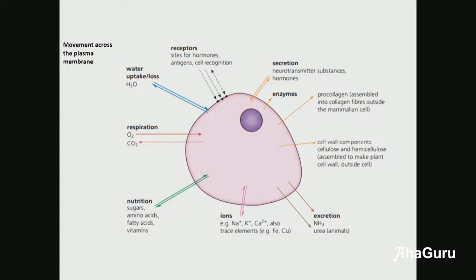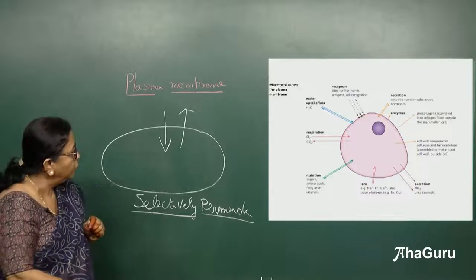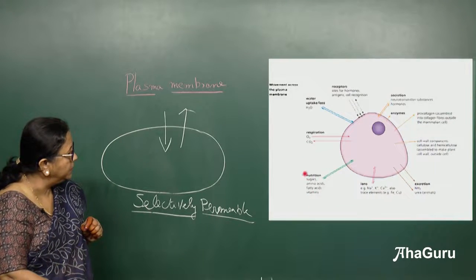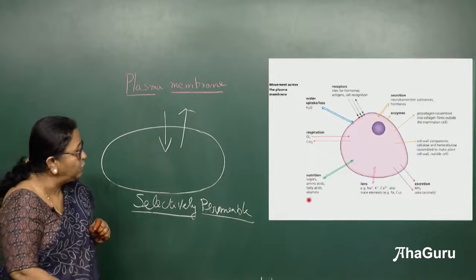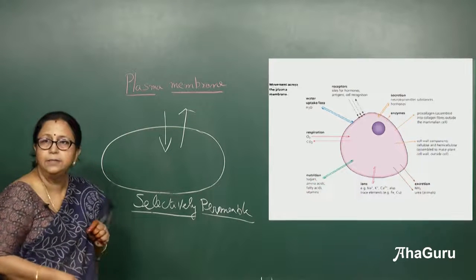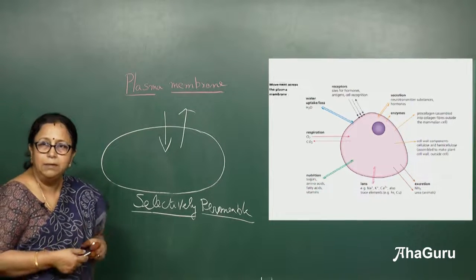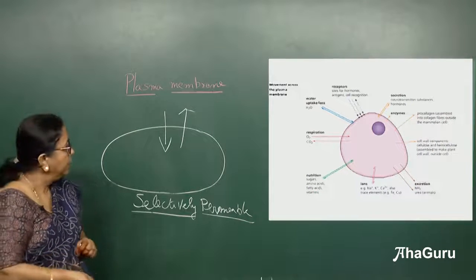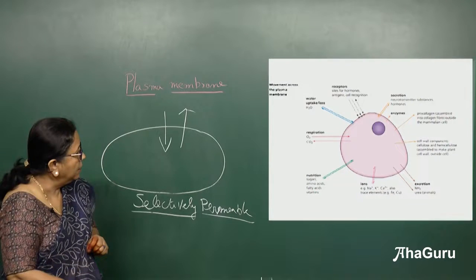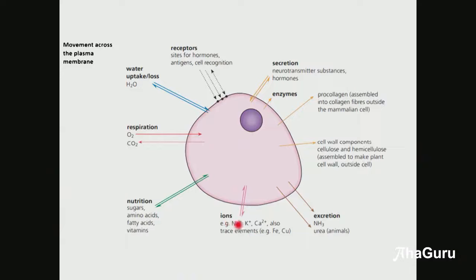And of course the cell needs food. It needs glucose, it needs proteins. All those things we call nutrients. The cell needs to take in a lot of nutrients so that it can respire and get energy to work. And then it needs a lot of minerals, because a lot of reactions in the cell require the presence of mineral ions like sodium and chloride ions.